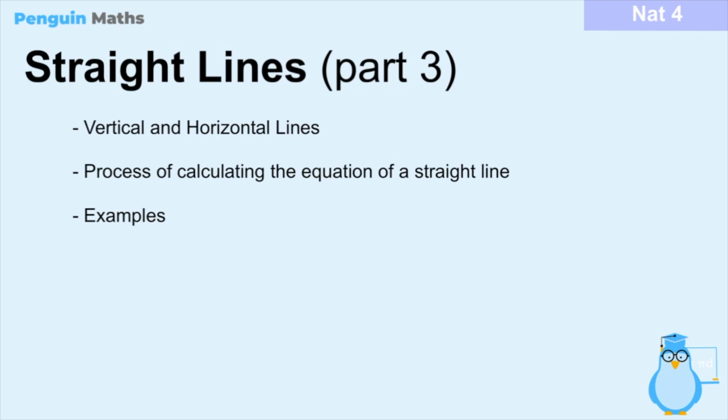In this National 4 Maths lesson, we'll be going on to part 3 on our series on straight lines. In this lesson, we'll be looking at vertical and horizontal lines, and then we'll be going over the process of how we can determine the equation of any straight line, and finally we will end on a good few examples to cement our knowledge and proper understanding on straight lines. So let's get started.